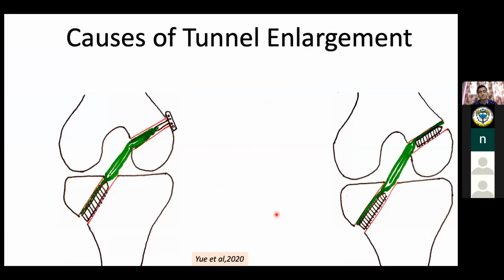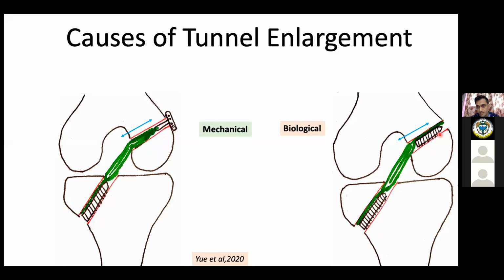So let us briefly talk about the causes of tunnel enlargement. There are biological causes and then mechanical causes. There is one effect. This is the graft inside the tunnel, and this is the suspensory fixation, while this is the interference fixation. And there is some amount of free graft still inside the tunnel. The screw is pushed way towards the lateral.